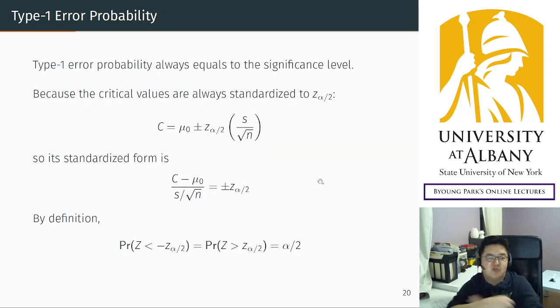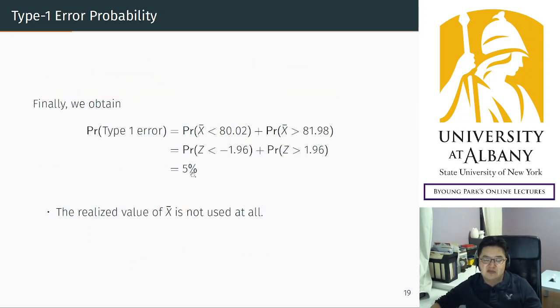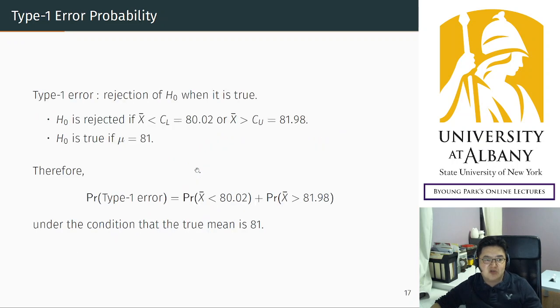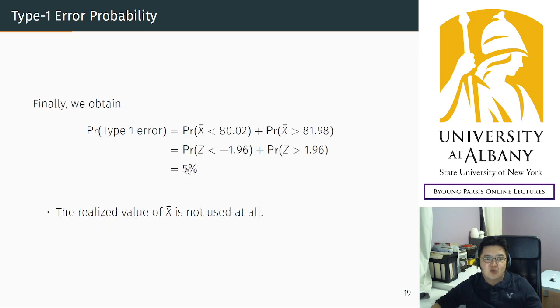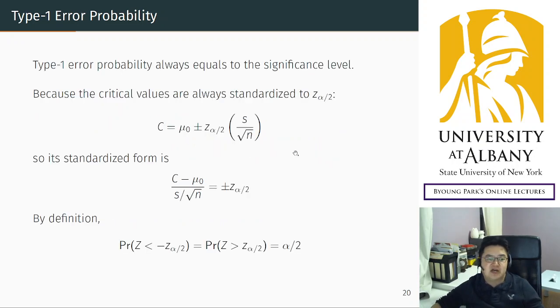And another, more important thing here is that type 1 error probability always equals the significance level. The result is 5%, right? 5% is actually the significance level we used to define the critical values. Because the significance level was 5%, we had 5%, and this is coming from these numbers. You must be familiar with these, 1.96. So it's not a coincidence. It happens all the time.